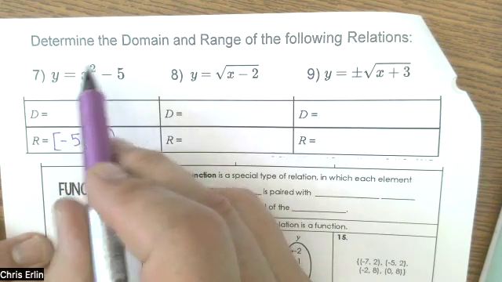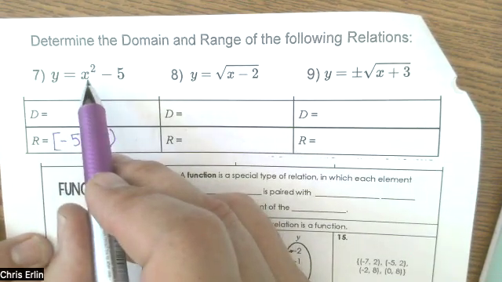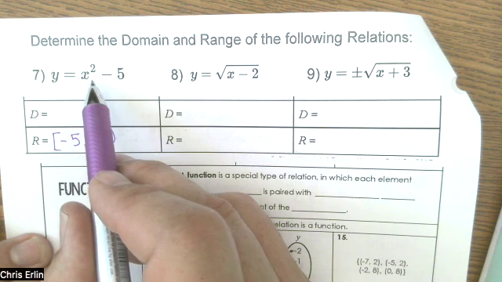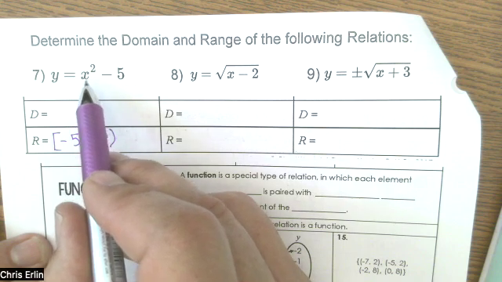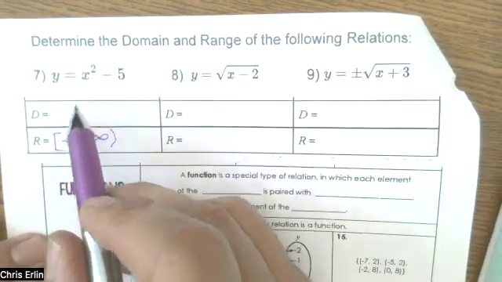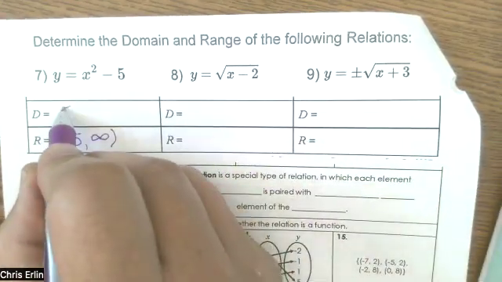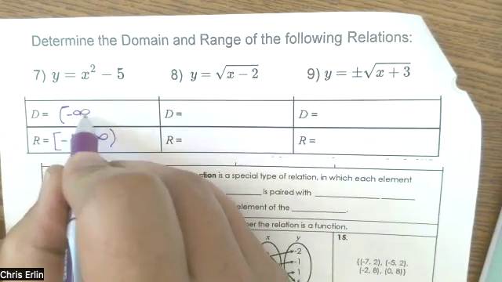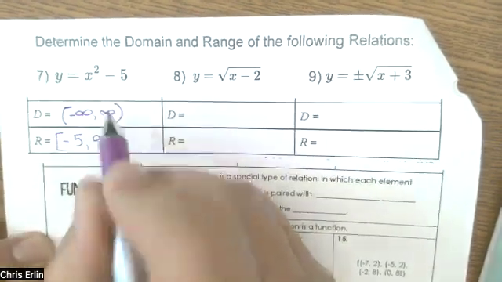And what x values might be allowed? Could I put a negative number in here for x? Could I put a positive number in here for x? Is there anything that I'm not allowed to put in here for x? Is my domain restricted in any way? It's not. Therefore, I can say from -infinity to positive infinity. It's all real numbers available for x.